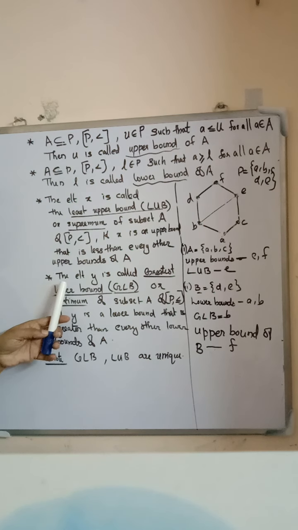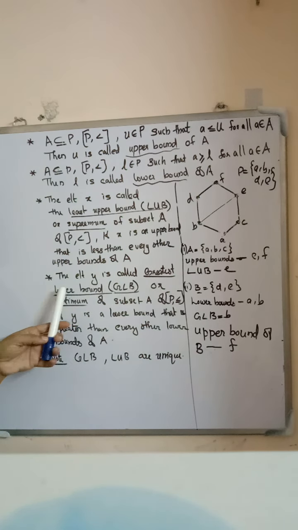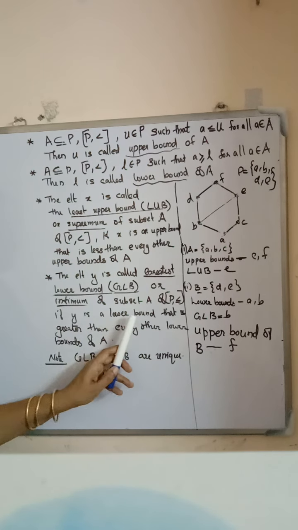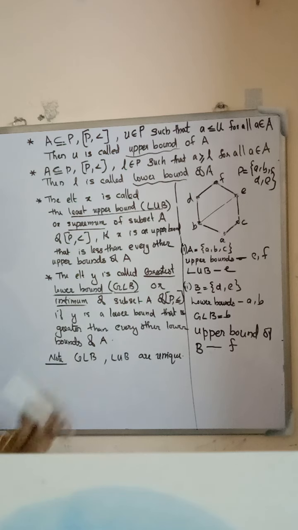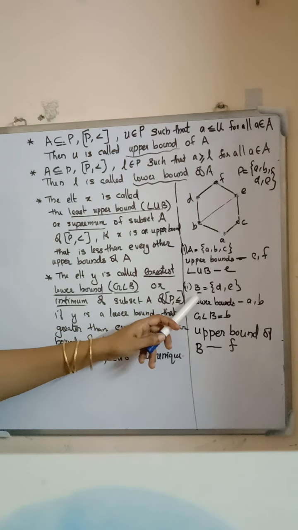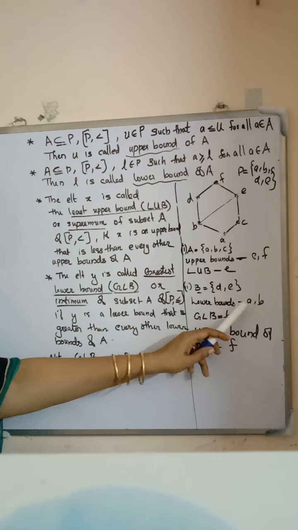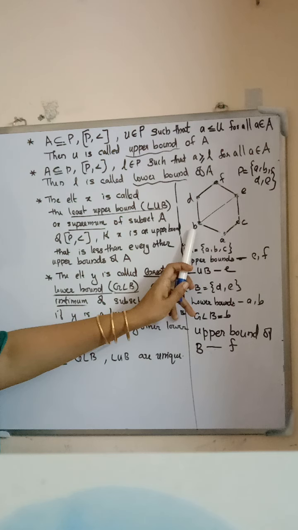Okay, here by definition, the element Y is called the greatest lower bound if that element is a lower bound, and that element is greater than every other lower bound of A. Then that element is called the greatest lower bound. In the second example, set D, E, the lower bounds are A and B. Which one is the greatest lower bound?